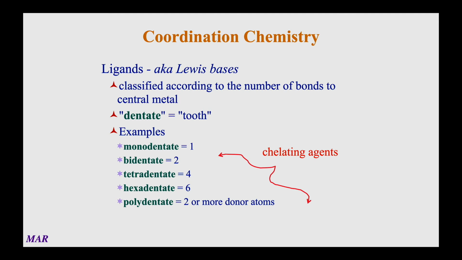And sometimes they refer to these as chelating agents. I can never say that word, sorry. A chelating agent is just a polydentate ligand that can be used to surround a metal and sometimes pull it out of solution and stuff like that.